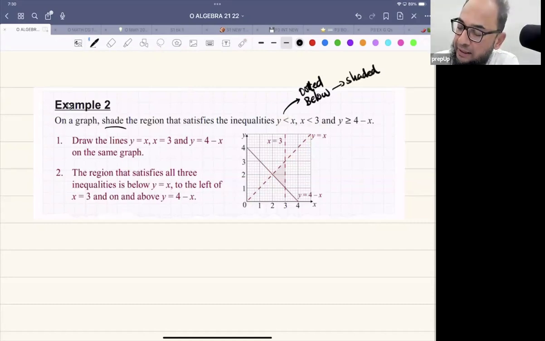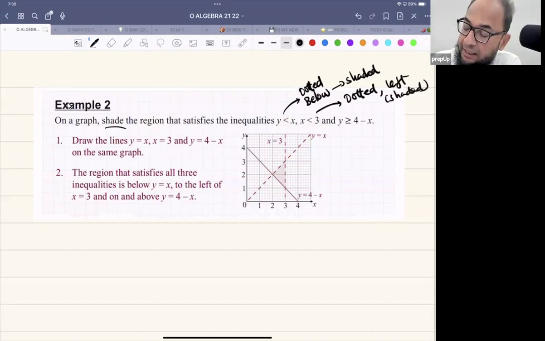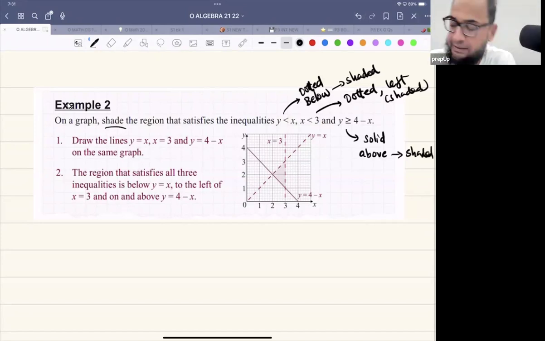x is less than 3. This is also dotted. And left needs to be shaded. y is greater than or equal to 4 minus x. This is a solid line, and above needs to be shaded. Above region needs to be shaded. So that is what your thinking process is.